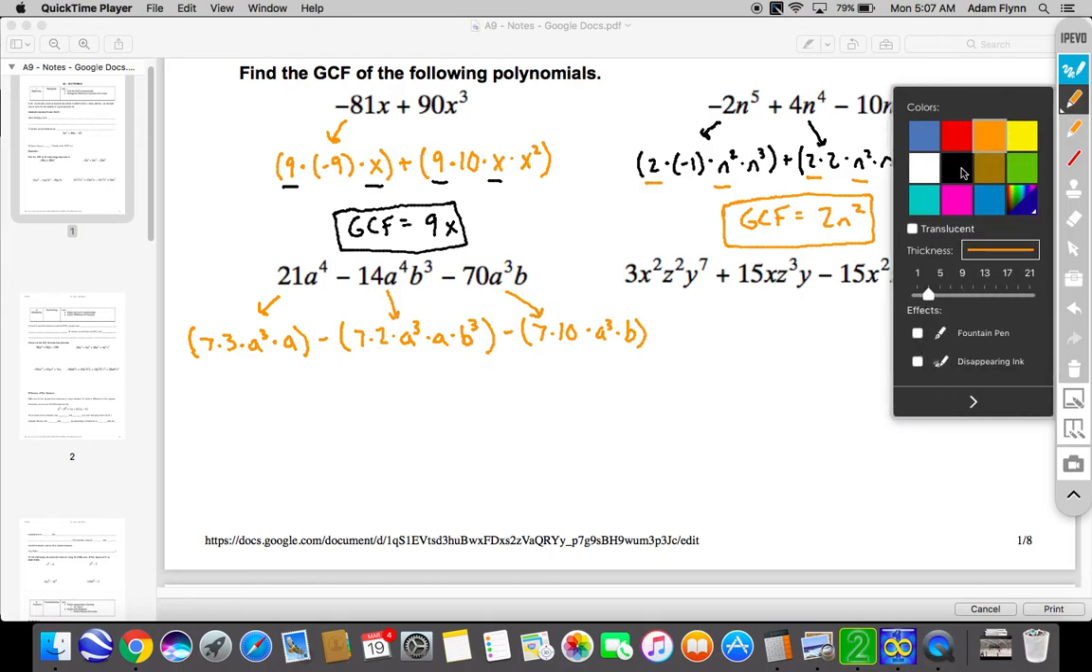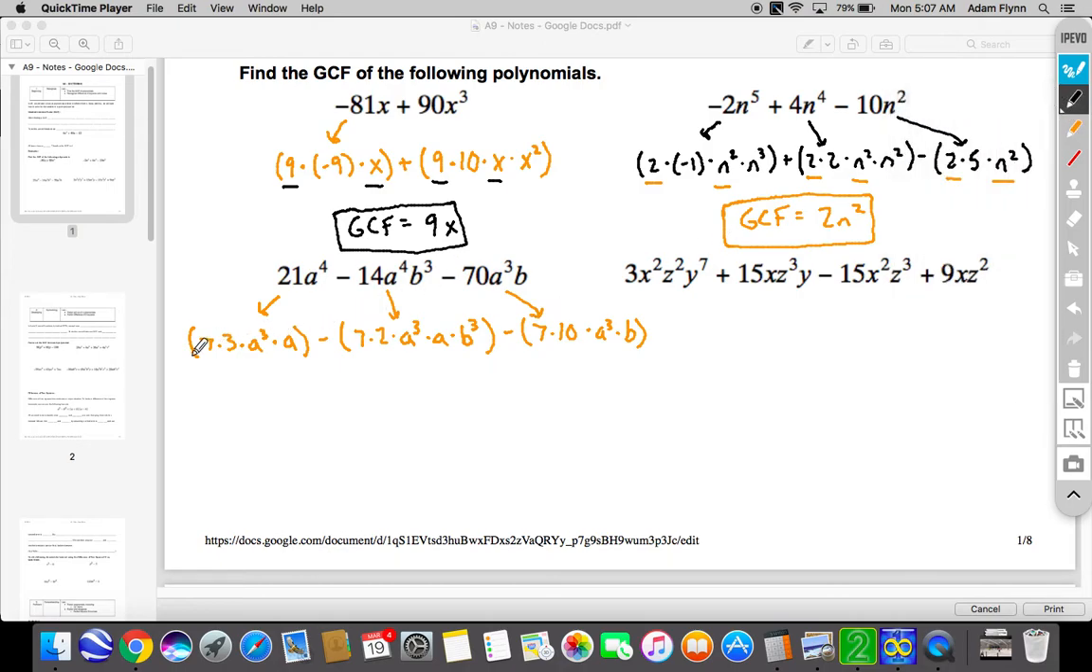So I'll underline what's common. All three terms have a 7. All three terms have an a cubed. So my GCF is going to be 7a cubed. Perfect. Okay, now this next one we'll do in a shortcut type of way.